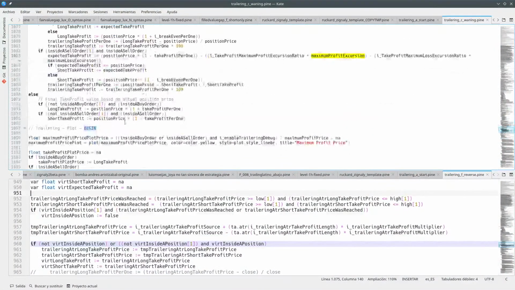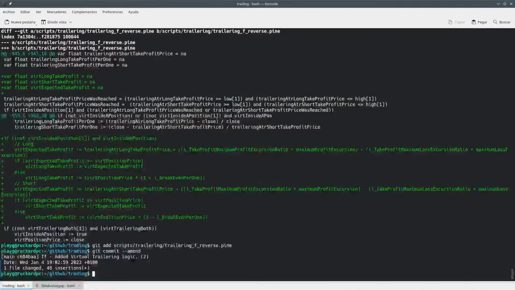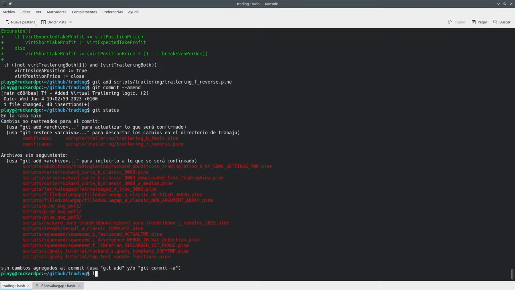This does not make sense. Does this mean that this was wrong all the time? Or what? Wait a moment. Okay, let me check. Let's restore this.